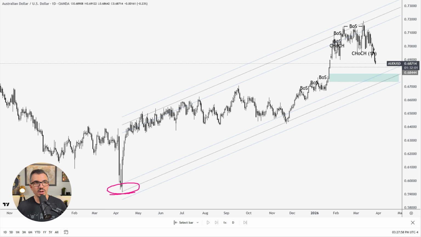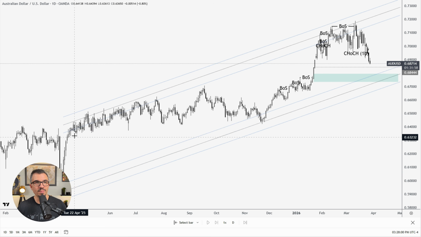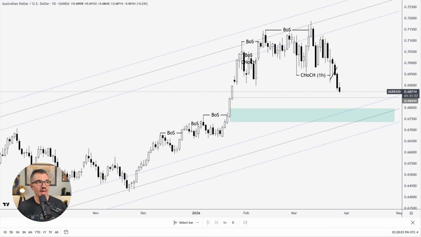Furthermore, what you'll notice here is that we have displacement. Out of this range back here, we had a very aggressive move out of this range, all of this through here is an imbalance, and as of now, it is unmitigated. So this area down here, in my opinion, the bottom of this channel, also an unmitigated imbalance back here, this is where I'm looking for the Australian dollar to potentially target over the coming days, and maybe a bounce from here, although I would certainly not be buying this without some type of very strong conviction on the chart.